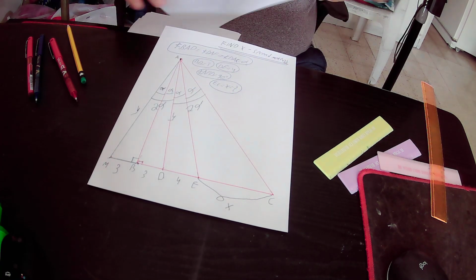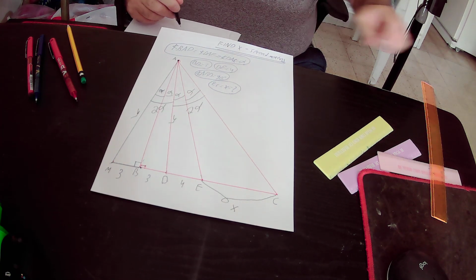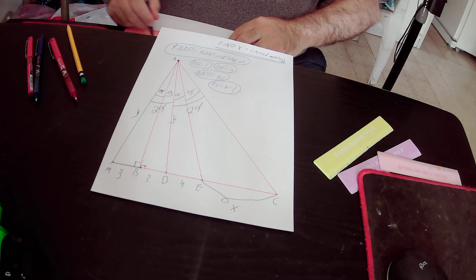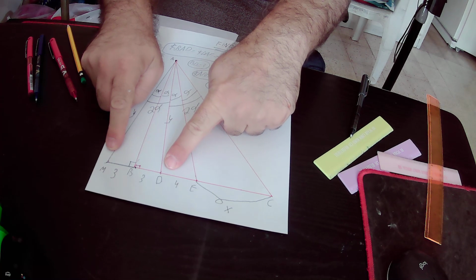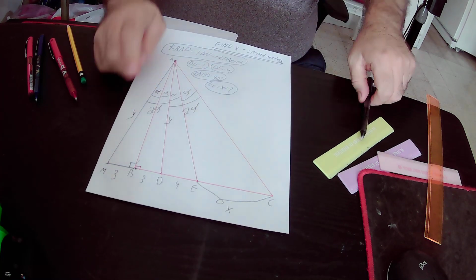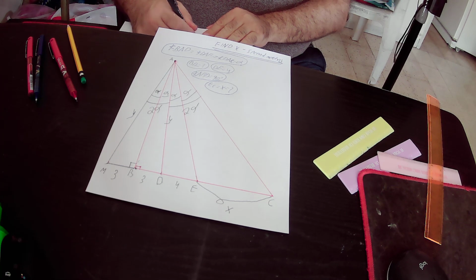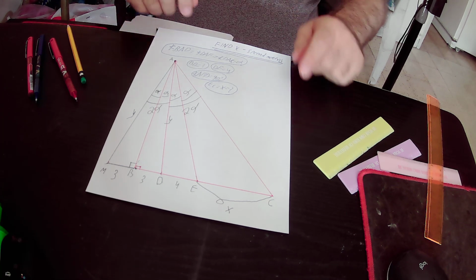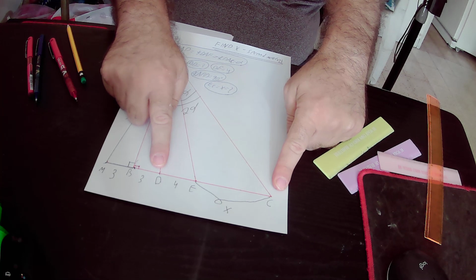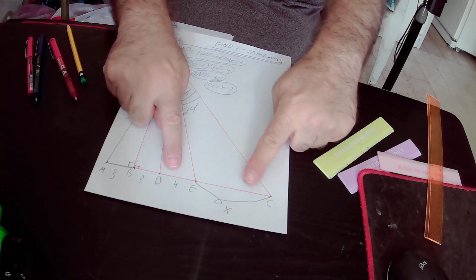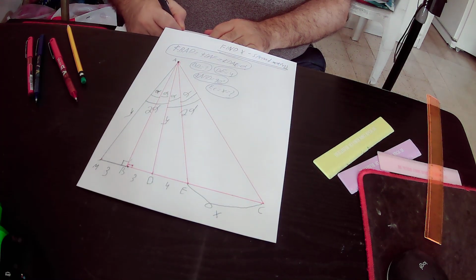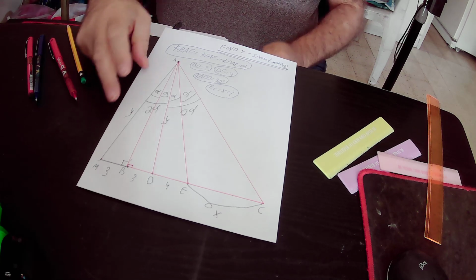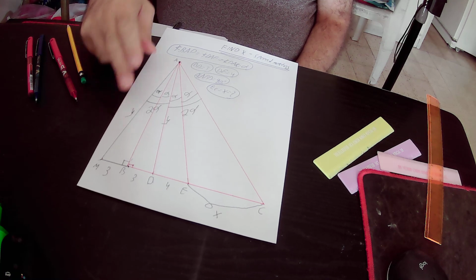So what is the value of MD? MD equals 3 plus 3, that is to say 6. What is the value of DC? DC equals 4 plus X. All equal to AM. What is the value of AM? AM equals Y according to our definition.